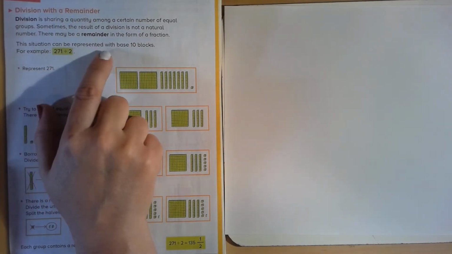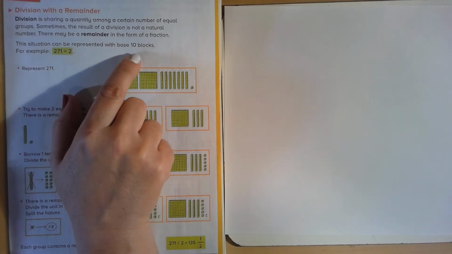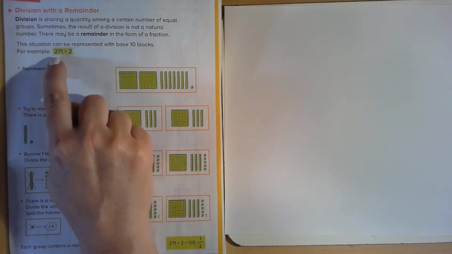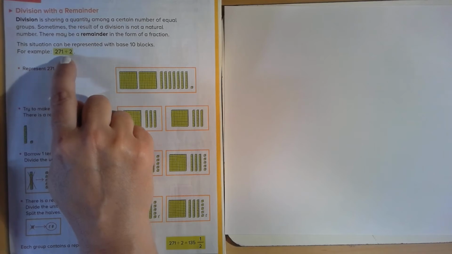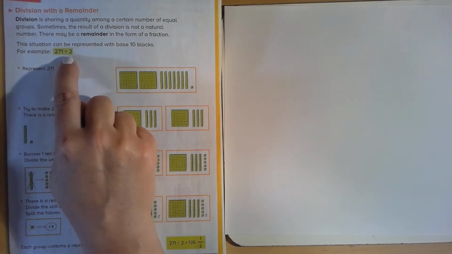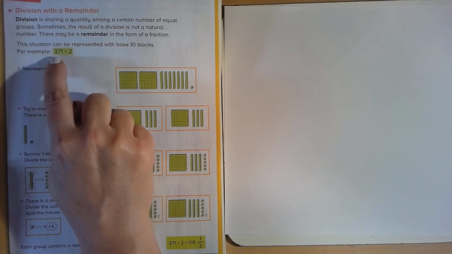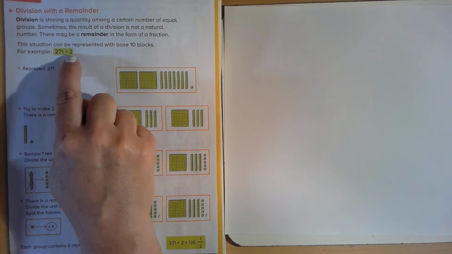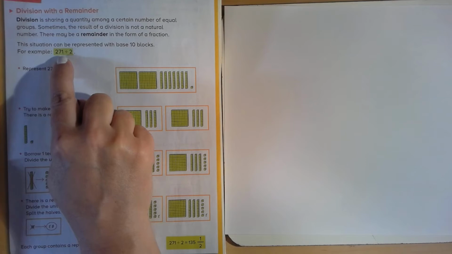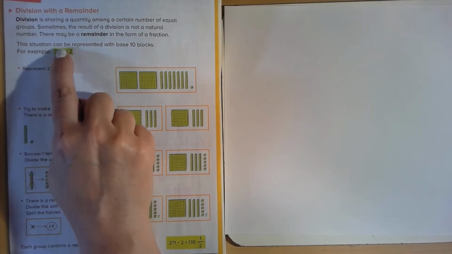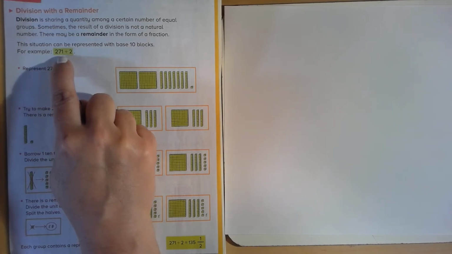This situation can be represented with base 10 blocks. For example, 271 divided by 2. Now we know there's going to be a remainder because when you take a number or a quantity and you divide it by 2, it only goes into groups evenly if our units column ends in a 0, 2, 4, 6, or 8. But here our units or our ones column is a 1. So we're going to have a remainder.